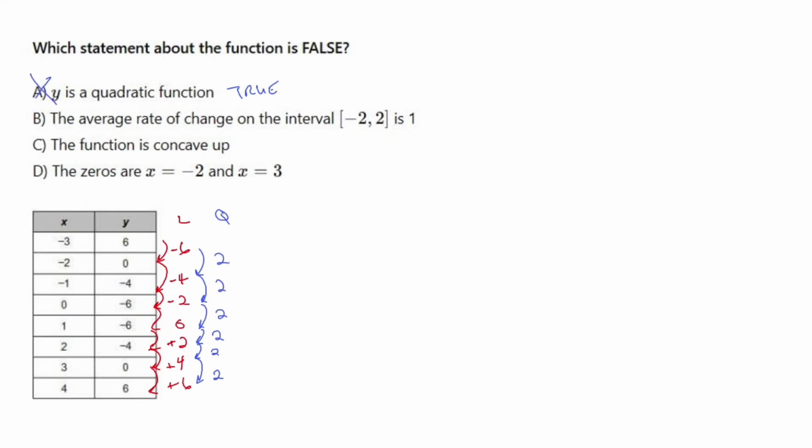Okay? Bada bing. The average rate of change on the interval -2 to 2 is 1. So the average rate of change formula is found by doing f of b minus f of a over b minus a. So a and b are going to be the intervals. So if you're going to be my a and you're going to be my b, then you would basically be my f of a and you would basically be my f of b.